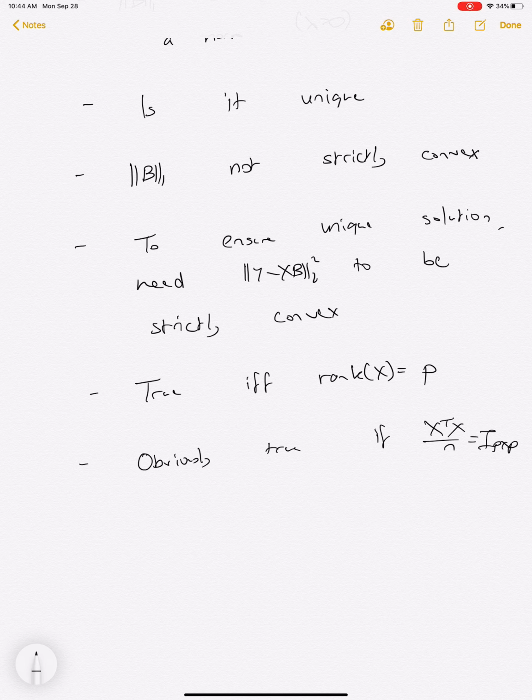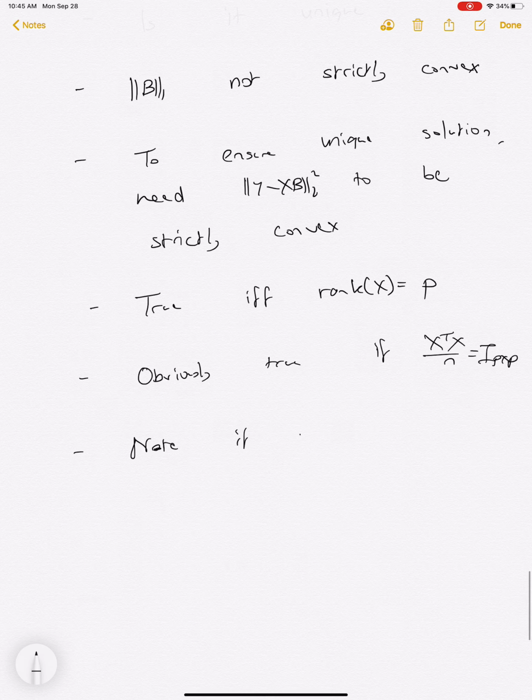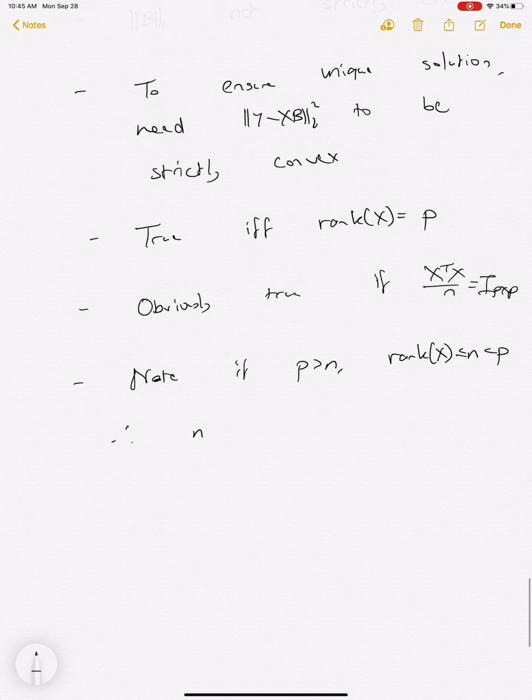But in general, particularly when p is very large, in many settings you'll actually have p bigger than n. One thing to note is that this is not true in our particular case here, but if p is bigger than n, the rank of x has to be less than or equal to n, which is obviously less than p. So therefore it's not strictly convex.